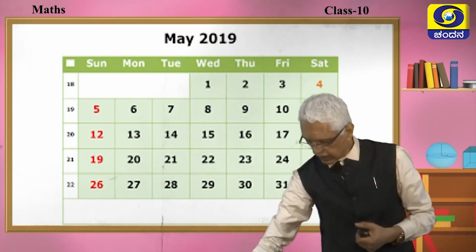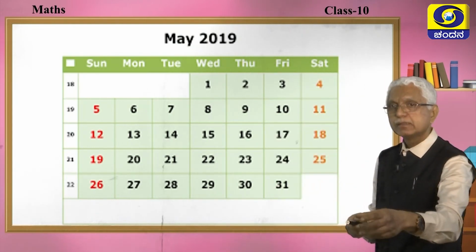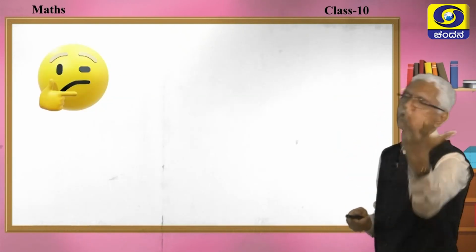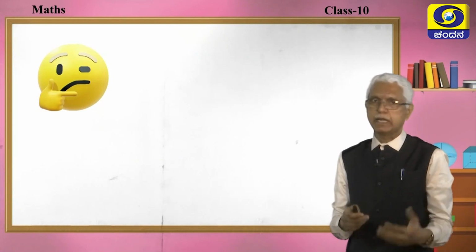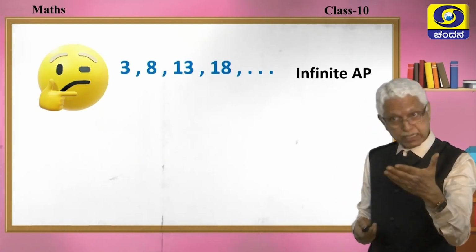Under the Friday column, if you go in the reverse order, you have 31 plus minus 7, 24, plus minus 7. So, the common difference can be positive or it can also be negative. It can even be 0.